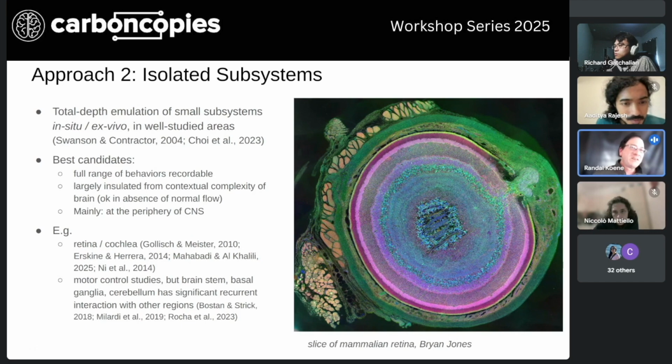Another way to conduct investigations anchored directly in the ground truth of neurobiology is to study and attempt local, something like total depth emulation of small subsystems that consist of in situ or ex vivo tissue samples from particularly well-studied areas of the brain. In this case, the best candidates are subsystems for which a full range of behaviors can be recorded relatively easily and that are largely insulated from the contextual complexity of the rest of the brain, so that their operation isn't significantly altered in the absence of the normal flow of those context-dependent interactions.